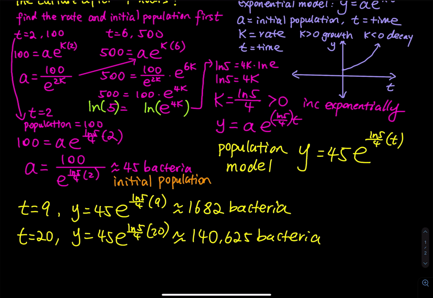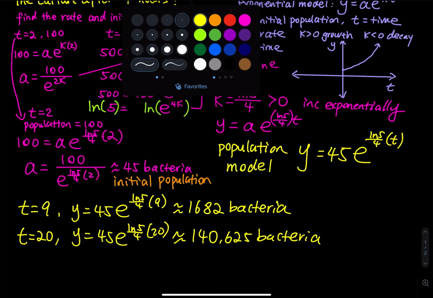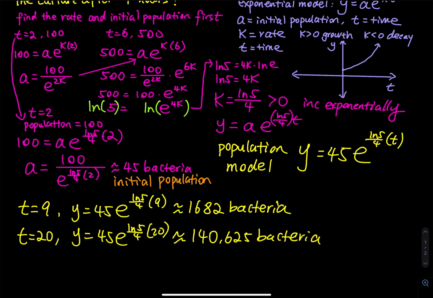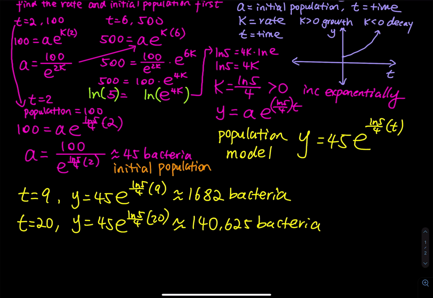What else can I ask? We have the population model. I give you the time, you give me the y. How about this? I give you the y, you give me the time. So how long does it take? I'm making up another problem. How long does it take to reach 400 bacteria? So when t equals what? The population is equal to, how about this? Let's double it up. Initially it was 45, right? So the double of 45 is 90.